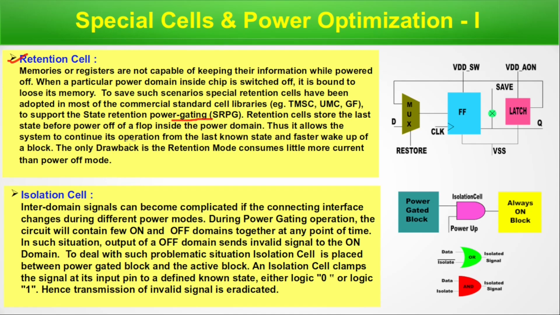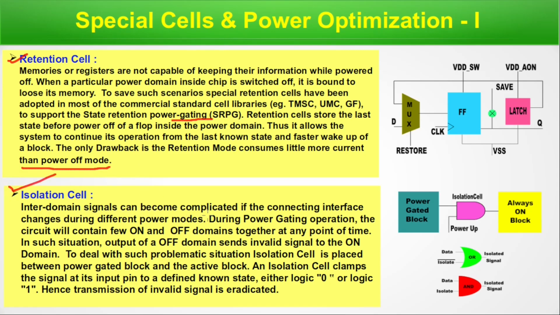It allows the system to continue its operation from the last known state and faster wake up of a block. The only drawback is the retention mode consumes a little more current than power off mode. It's not completely power off, otherwise that power domain will lose its last state. Where it stopped its operation, from there it has to wake up. So that last state is saved in a retention cell, and that retention cell is required to get powered up, or it requires some power. That is the only drawback, that retention mode consumes a little more current than power off mode. That is retention cell. Now, isolation cell.